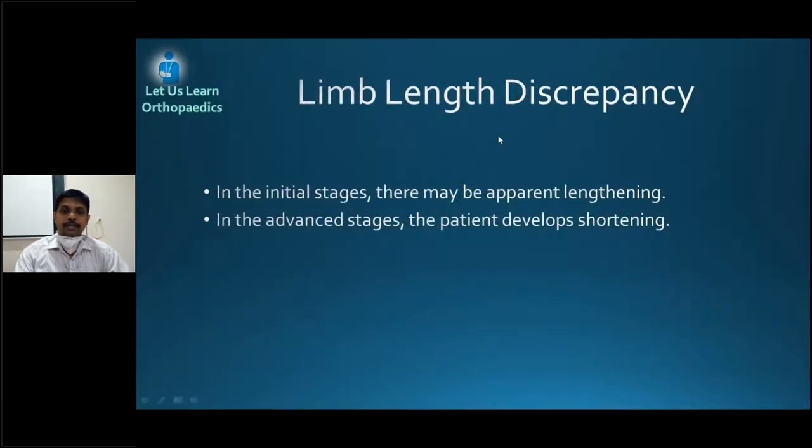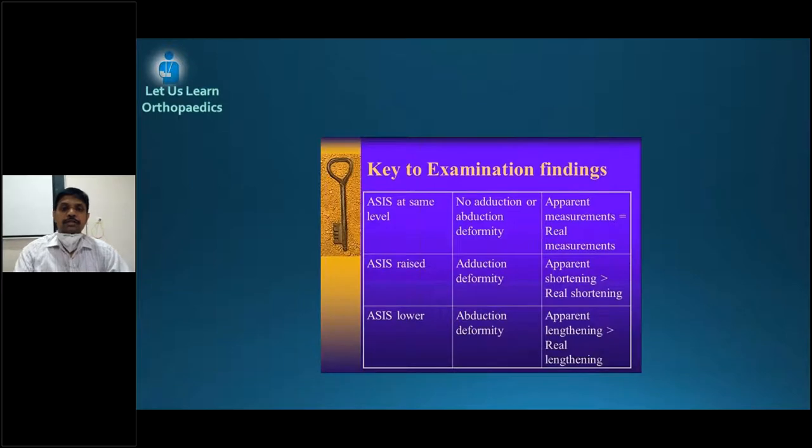Limb length discrepancy: in initial stages there will be apparent lengthening, but in advanced stages the patient develops shortening. Initially the limb will be apparently lengthened because of synovitis, but because of destruction of the joint, there will be shortening. How this happens, we will describe. So just remember this summarization of this slide, which shows what the deformities are.